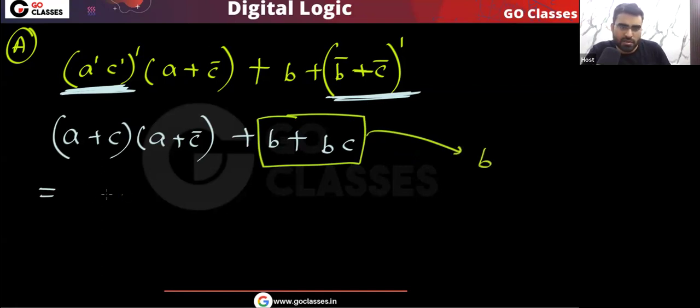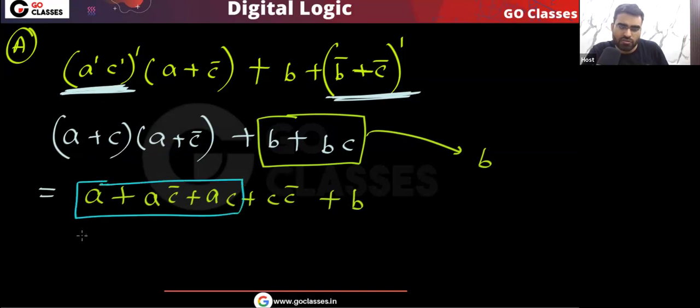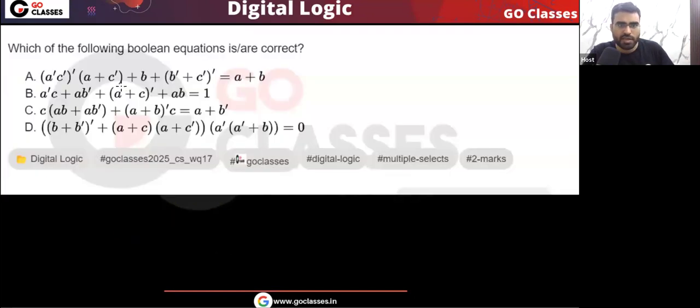So what you will get here, you can multiply them, basically you can do their and apply the distributive property. So you will get a and a will be a, a and c bar will be ac bar, c and a will be ac, and c and c bar will be 0. This is b here. You can apply the absorption law here, this will be a or 0 or b, so that will be a or b. So yes, option A is correct.